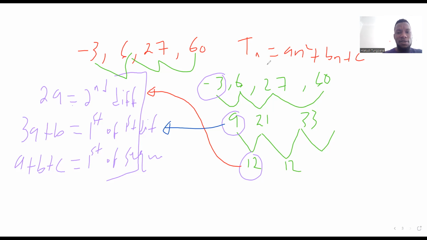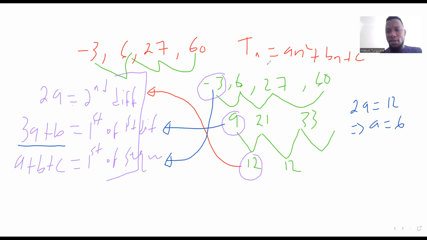And then the first term is going to be mapped with this one here. Those are very important. So essentially, 2a equals 12. Therefore, a equals 6, right? If you substitute 6 for a into this equation, you get 3 times 6 plus b must equal, what's the first term? The first term is 9. The first term of the first difference is 9. Therefore, we solve for b.